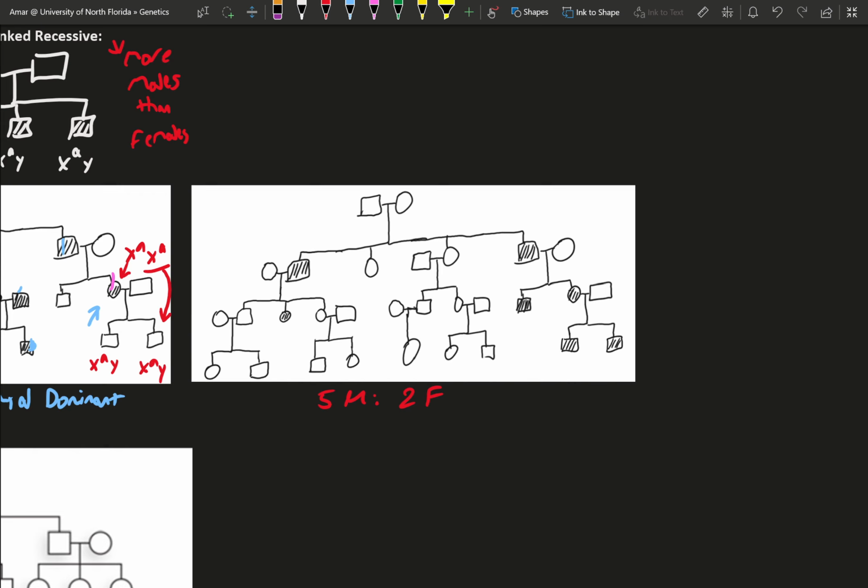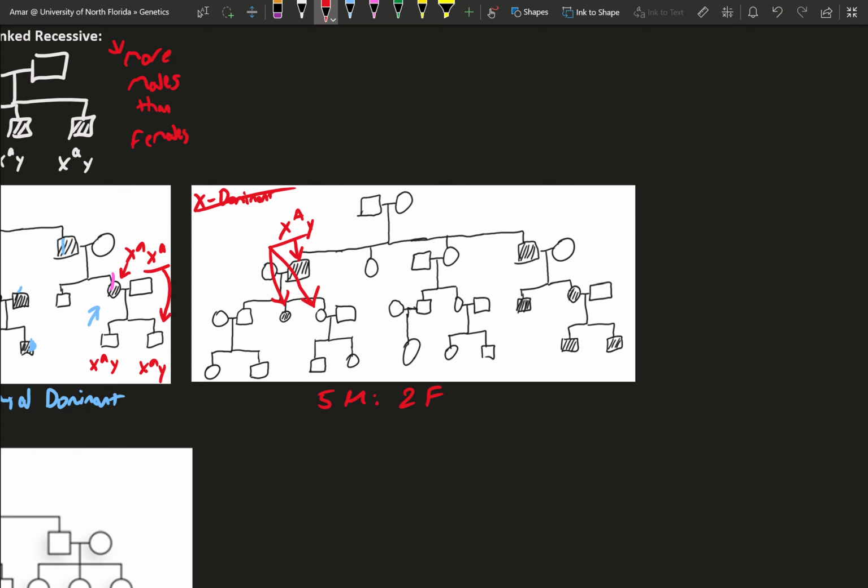Let's assume that this individual is X-linked dominant, so X big A, Y. So this X big A has to be given to all of his daughters. This one's given, but this one isn't. So it cannot be X-linked dominant.